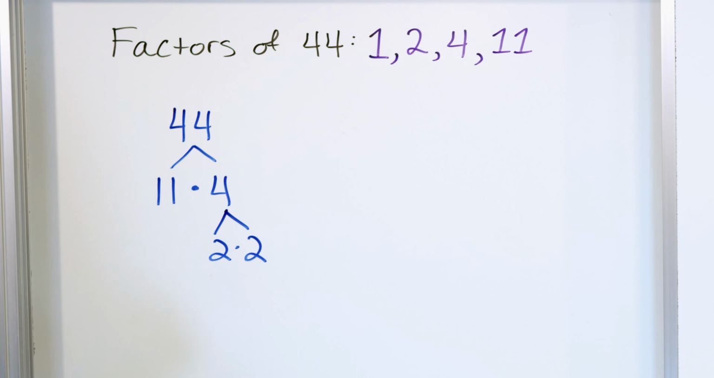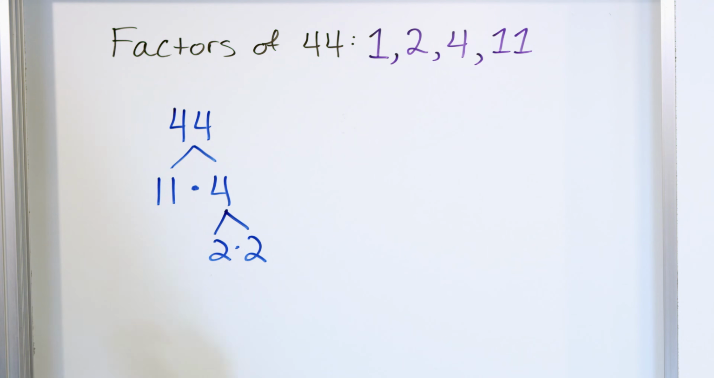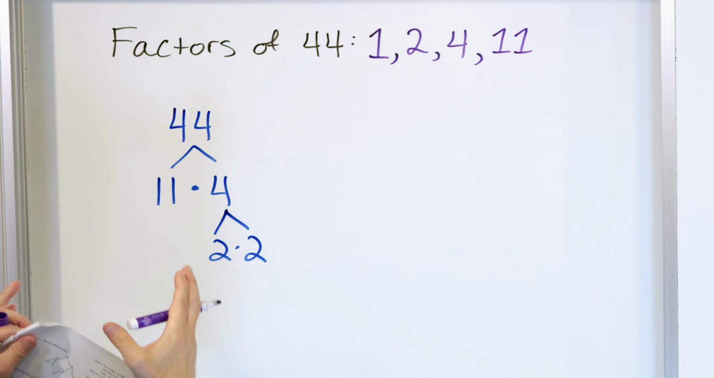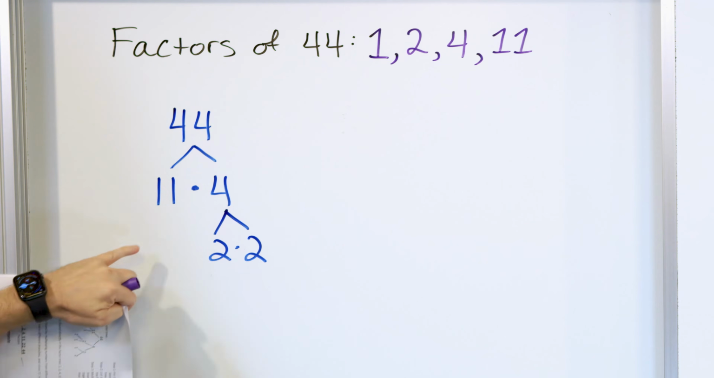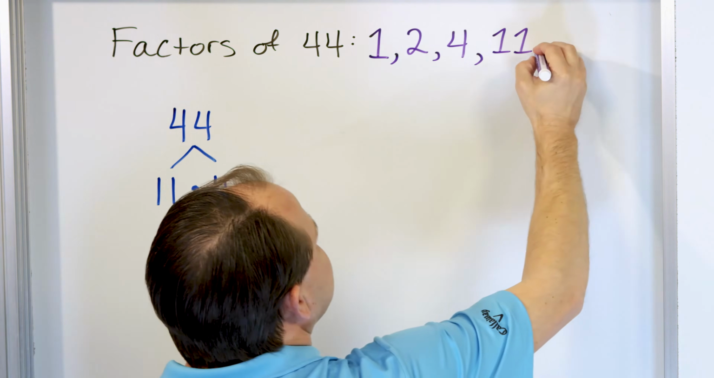And let's think through, what else could we have? So we've written the number 1 as a factor. We know that's for everything. 2, 4, and 11, we wrote those down. So we have everything in the tree. Now we have to find extra factors by multiplying across. This is one branch. This is another branch. 11 times 2. 11 times 2 is 22. So 22 is not in my list.